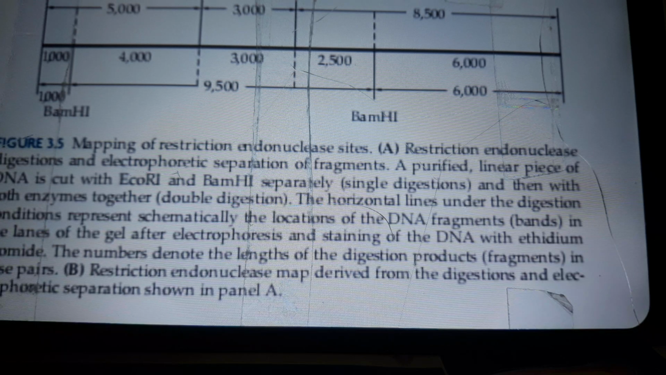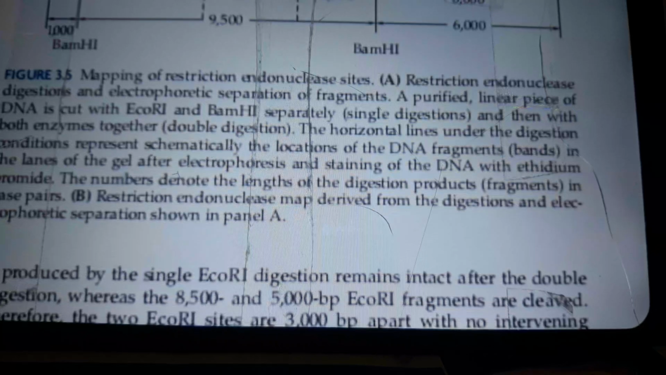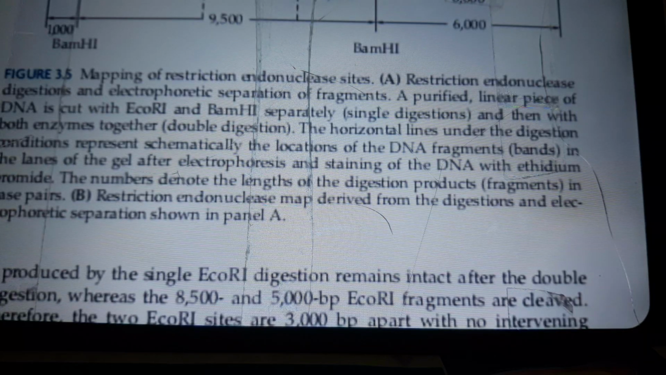A purified linear piece of DNA is cut with EcoRI and BamHI separately, single digestions, and then with both enzymes together, double digestion. The horizontal lines under the digestion conditions represent schematically the location of the DNA fragments, bands, in the lanes of the gel after electrophoresis and staining of the DNA with ethidium bromide. The numbers denote the lengths of the digestion products, fragments, in base pairs.